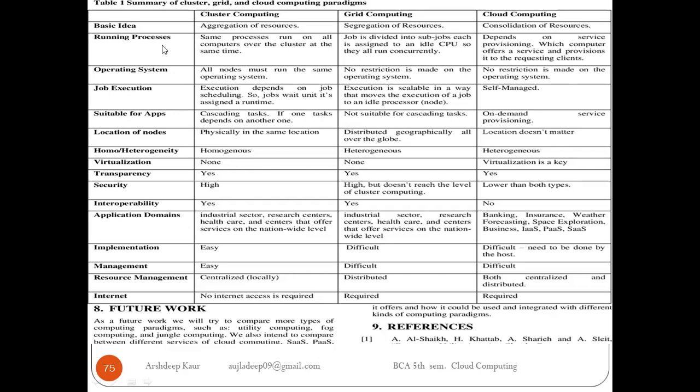In grid, execution is scalable in a way that moves the execution of a job to an idle processor. And in the cloud, jobs are self-managed. Suitable for applications: a cluster is suitable for cascading tasks, where one task completely depends upon another task. A grid is not suitable for cascading tasks. Cloud is on demand: you give the demand, you pay the money and get the services.